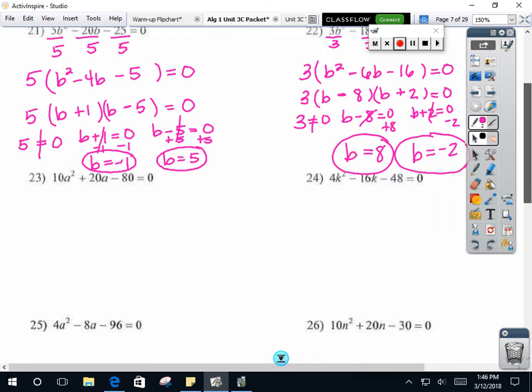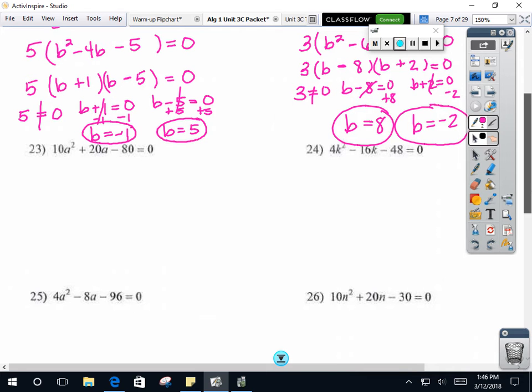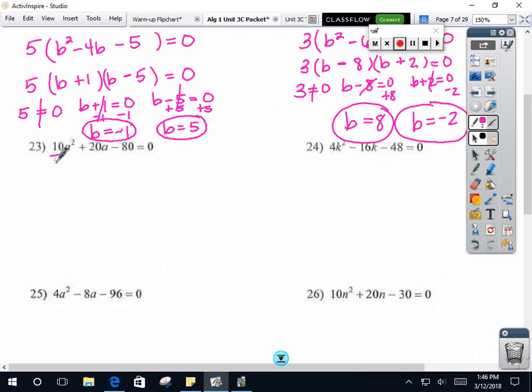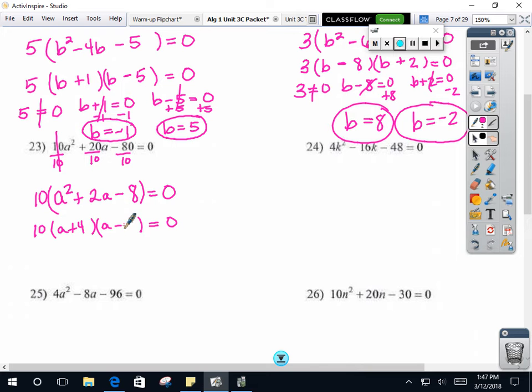All right, number 23, what do I do? Correct. Divide all 3 of them by 10. And that becomes a squared plus minus 8. Okay, and then I write 10 on the outside because I factored it out. And now what can I do? Bubble method by looking for 2 numbers that do what? Okay, so that would be correct, a positive 4 and a negative 2.